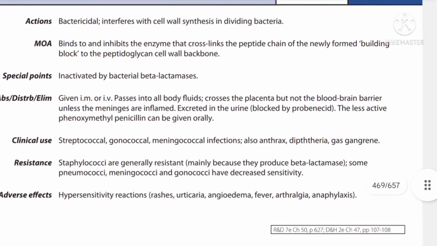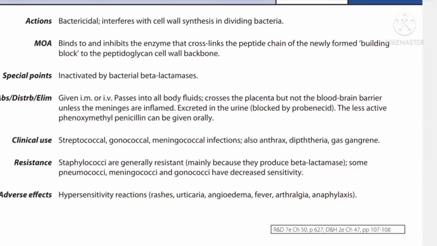It is bactericidal in nature and interferes with the cell wall synthesis in the dividing bacteria, as I described previously. If we talk about the basic mechanism of action, as you can see in the last picture, it binds to and inhibits the enzyme that cross-links the peptide chain of the newly formed building block to the peptidoglycan cell wall backbone. Now if we talk about some tip points of benzyl penicillin, it is inactivated by the bacterial beta lactamase, so it must be given with a beta lactamase inhibitor.